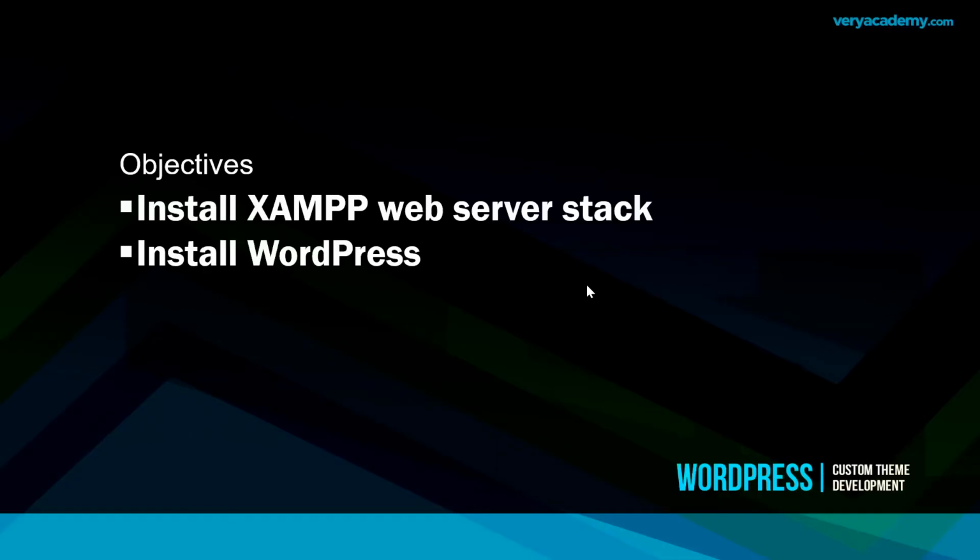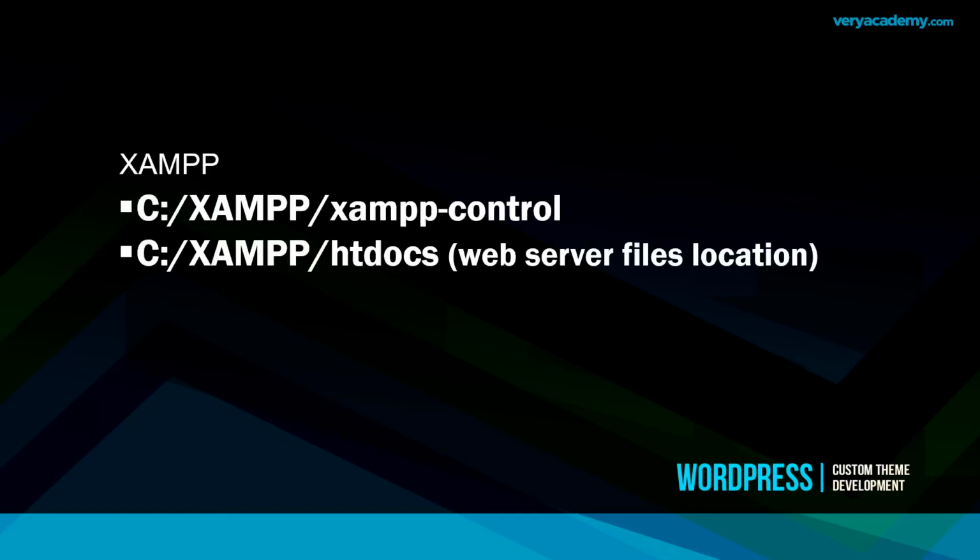So for those who need a quick recap, I already mentioned the objectives were to install XAMPP, which we've completed, and install WordPress, and we completed that. So a few other notes to remember, XAMPP. To start XAMPP, you need to go into C:\xampp and then select XAMPP control. And you need to remember that in the C drive XAMPP folder, there's a folder called htdocs, and that's where all the web server files are located.